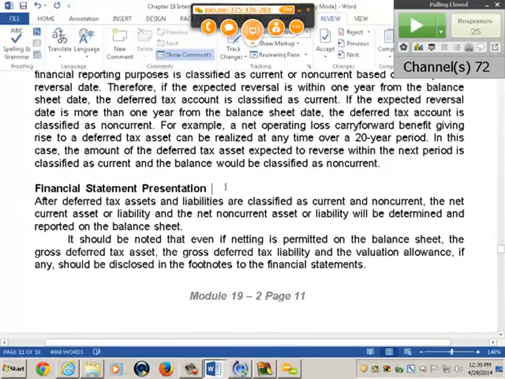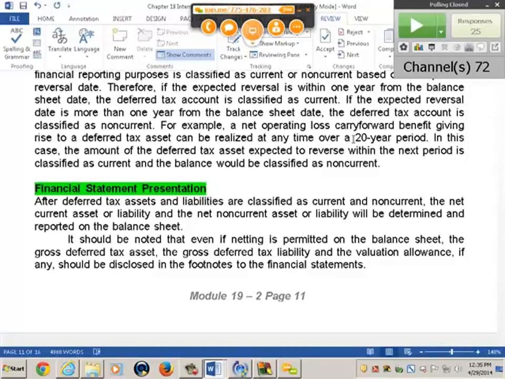What you should know is that the presentation on the balance sheet is a result of looking at many book tax differences. Accountants will take all of the book tax differences, classify them as liabilities, deferred tax assets. Some of those will be current, some of those will be non-current. On the balance sheet, you could net assets and liabilities.